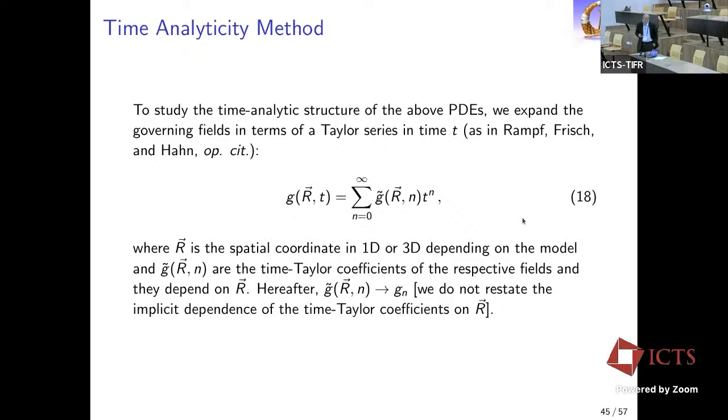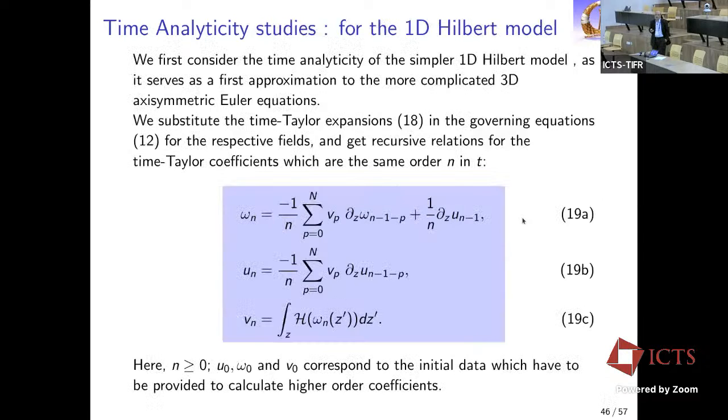So if you want to study the time analytic structure of PDEs of the sort that we have been talking about, then we can expand all functions at some spatial coordinate r in some Taylor expansion. Okay, r could be a one-dimensional spatial coordinate in a 1D model, or it could be a three-dimensional spatial coordinate in a 3D model. And G tilde of R vector and n are the time Taylor coefficients of all the fields. Okay, we will abbreviate this to make it G sub n, and we will not restate the implicit dependence of the time Taylor coefficients on R, excuse me.